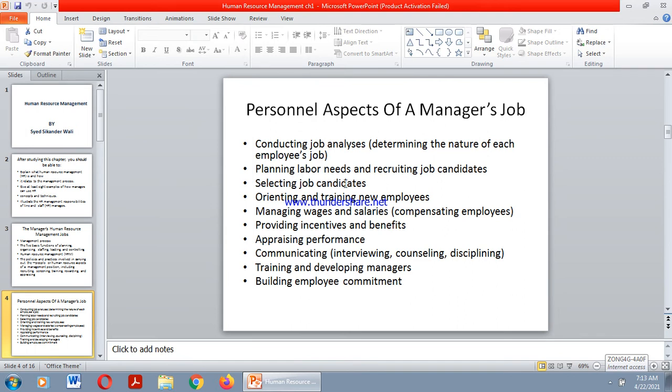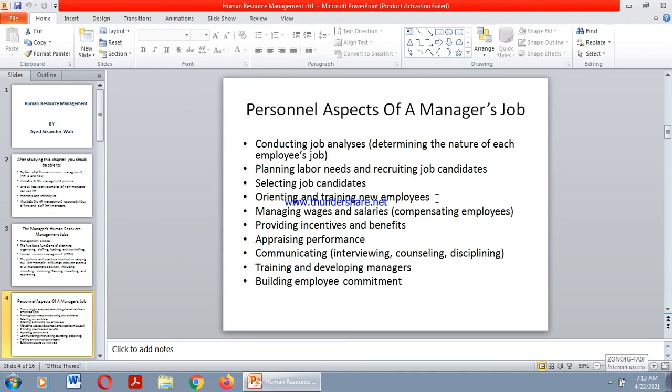Got the point? Planning labor needs and recruiting job candidates: planning your HR needs, your human resources needs, and how you will arrange them on time. Selecting job candidates, the process of advertising and then screening and then testing and interviewing and then giving the final selected candidates a green signal that they can join the organization on different positions.